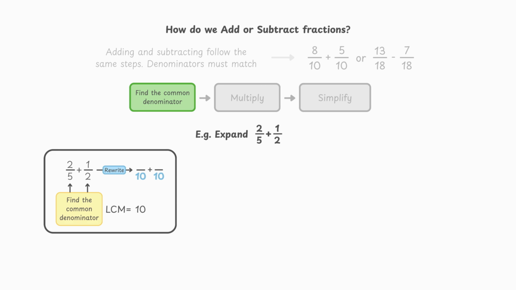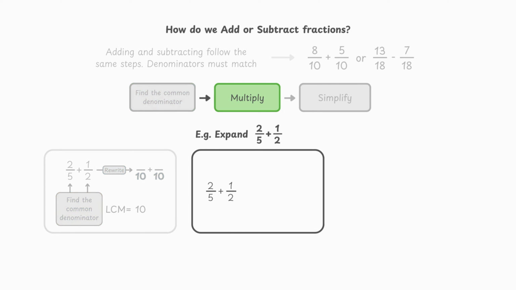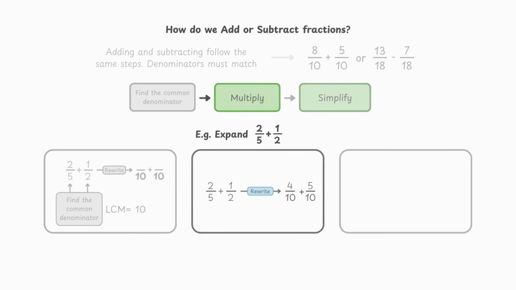For our next step, we are going to multiply the two fractions. In this case, we will use cross multiplication. So we will multiply the first numerator by the denominator of the second fraction and vice versa. After doing the cross multiplication, we will rewrite it. Now for our last step, we need to simplify it. So we now have 4/10 plus 5/10.